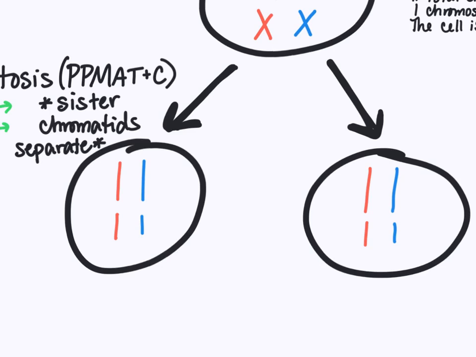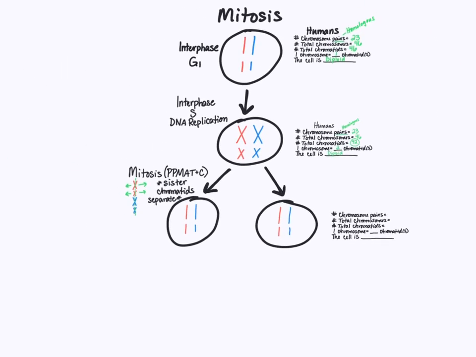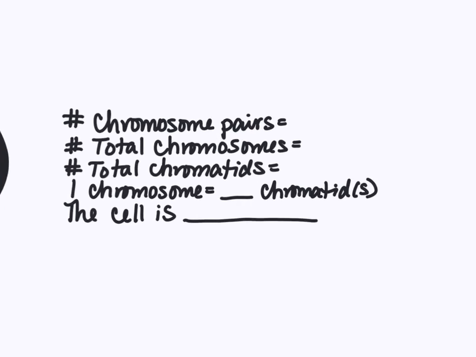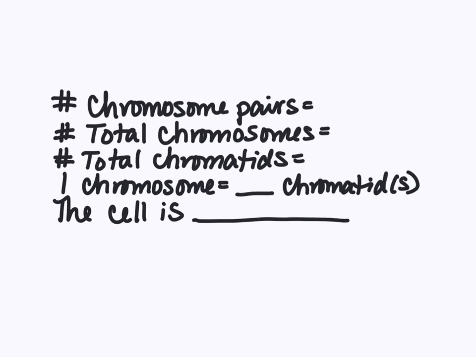Now you may notice that these cells are identical to each other, so they have the same genetic information as each other, and if you compare them to the parent cell, they are also genetically identical to the parent cell. So let's take a look at what we end up with at the end of mitosis. Now, first of all, it's important to note that we end up with two identical daughter cells.